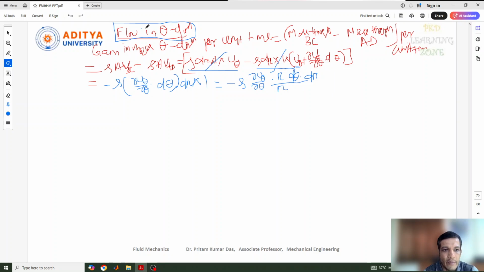Okay, now again, similarly to how previously you got the total gain in the fluid mass per unit time, here also let's find out the total gain in fluid mass per unit time.